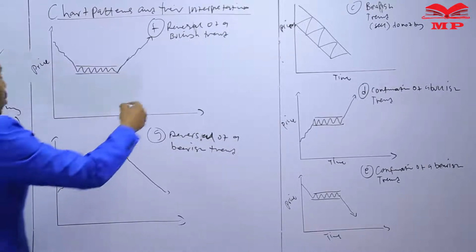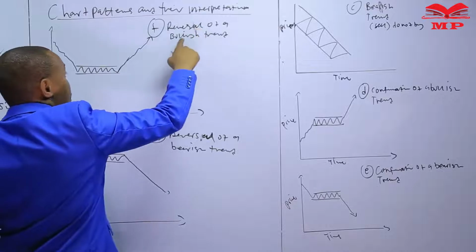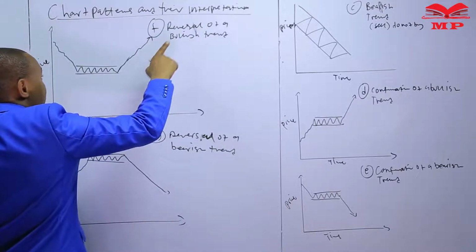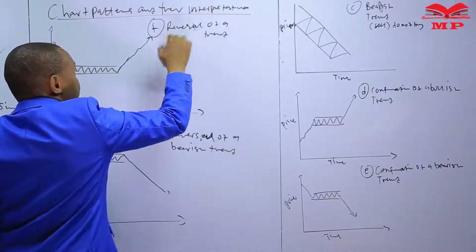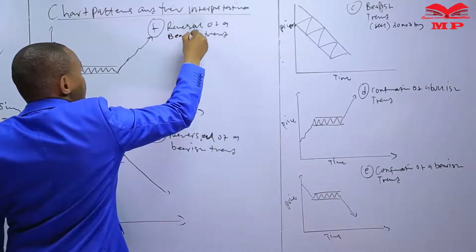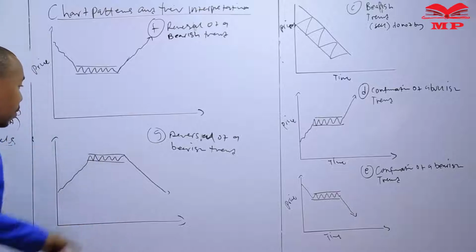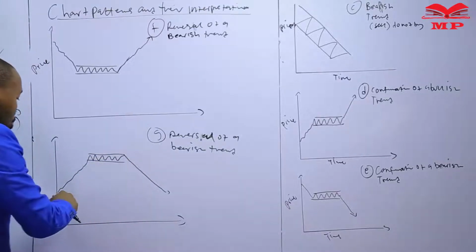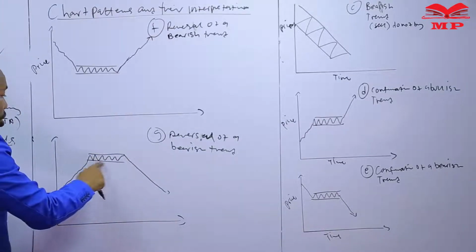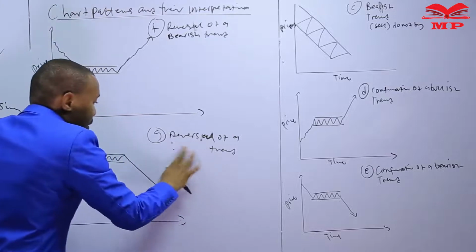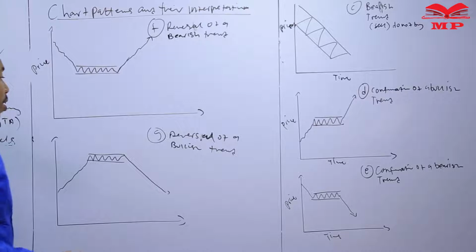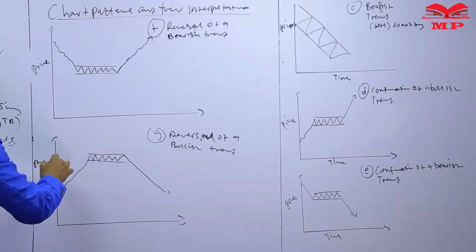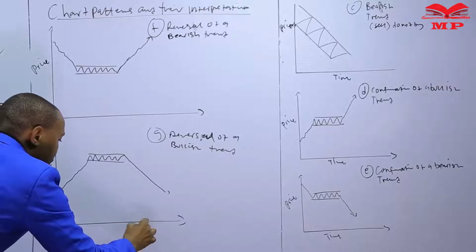Reversal of it should be the other way around. Reversal of a bullish trend. Bullish means moving up. This is reversal of a bearish trend. Bearish. Apologies. This is bearish. Bearish trend. This is reversal of a bullish. This is moving up is always bullish, then it comes down like that. This is reversal of a bullish trend like that. So this is price. This is time.